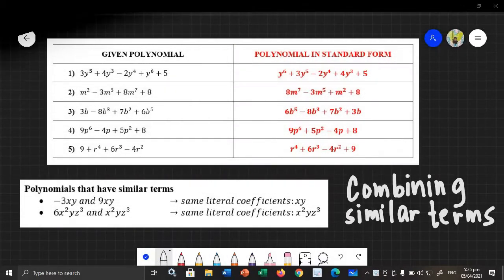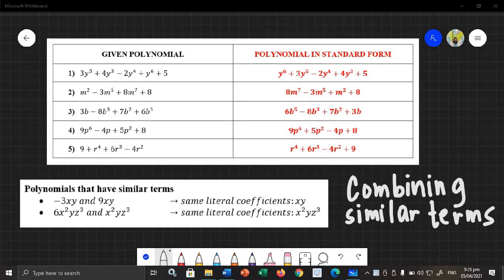In this video, we are going to talk about addition of polynomials. But before we add polynomials, let's first discuss how to arrange polynomials into standard form and what the rules are in adding polynomials. Okay, so the first image that you are seeing right now shows polynomials that are arranged in standard form.